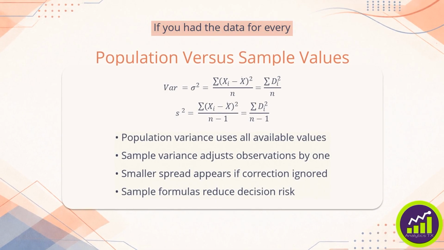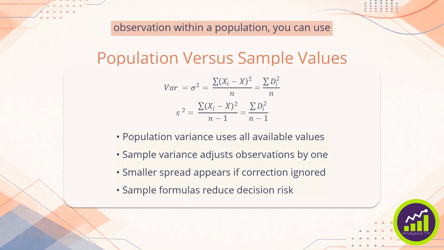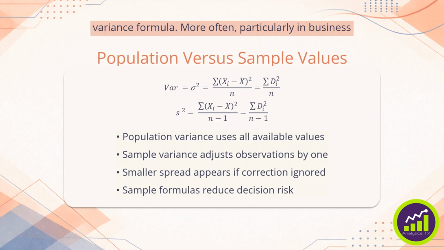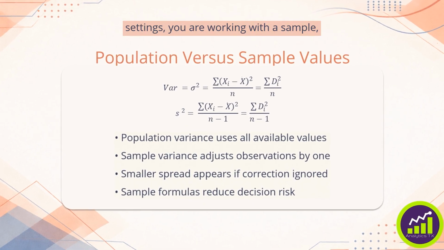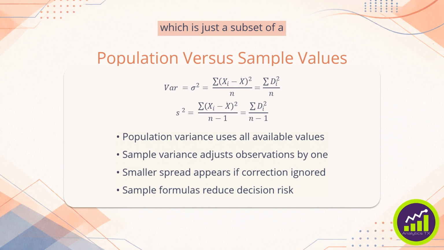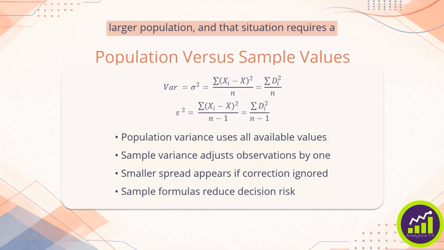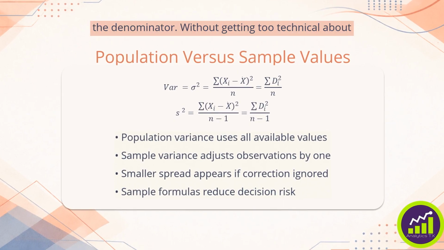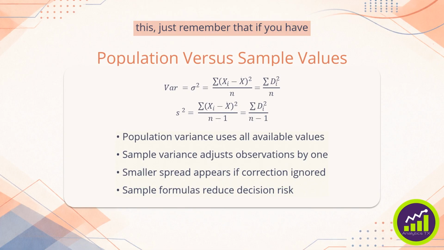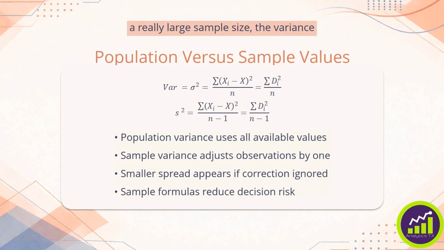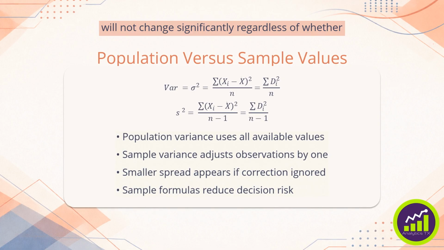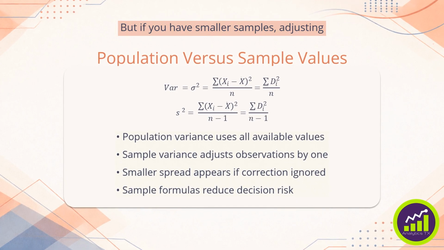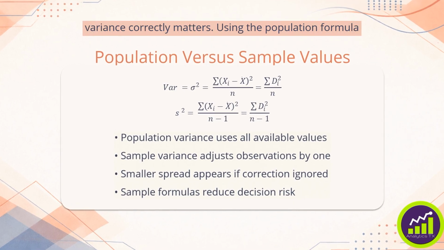If you had the data for every observation within a population, you can use the full observation count, n, in the variance formula. More often, particularly in business settings, you are working with a sample, which is just a subset of a larger population, and that situation requires a small correction using n-1 in the denominator. Without getting too technical about this, just remember that if you have a really large sample size, the variance will not change significantly, regardless of whether the sample or population formula is used. But if you have smaller samples, adjusting variance correctly matters.